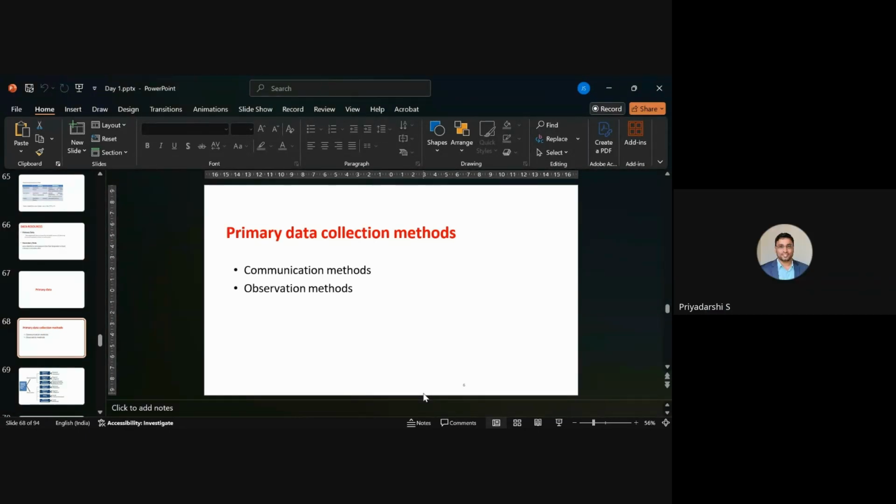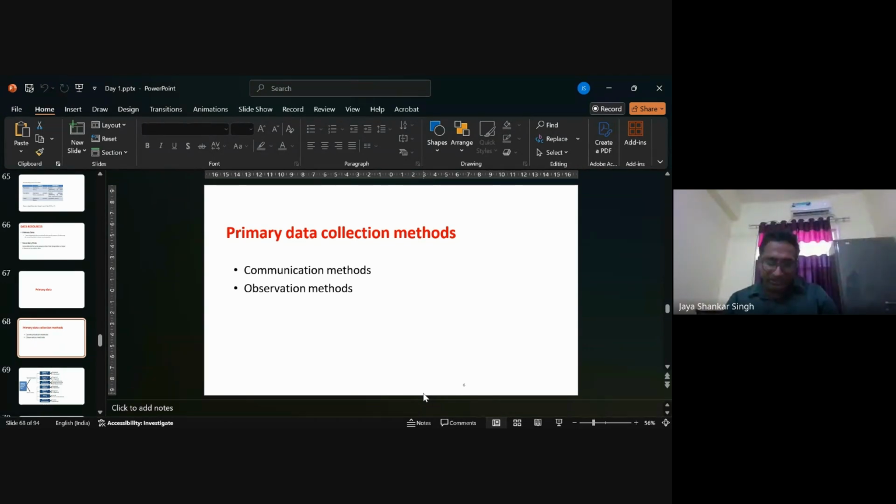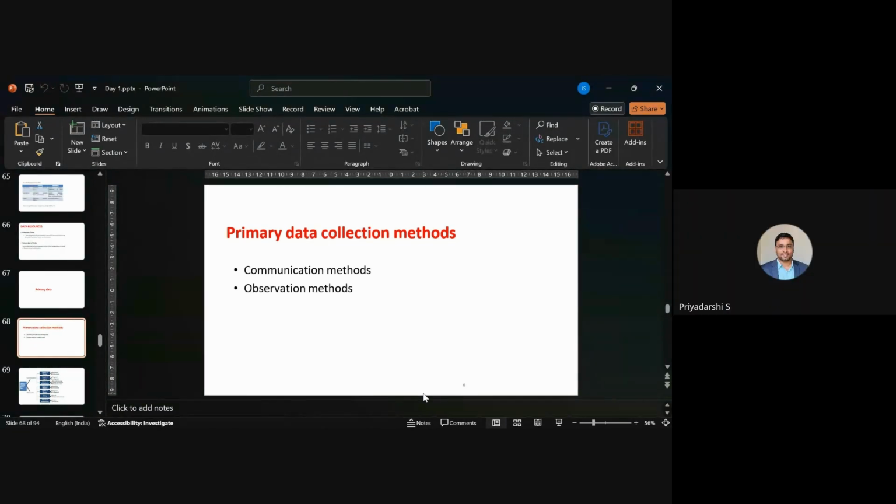In the observation method, there is no communication done. We just observe the processes or the methods to collect the data. We are not interfering. In the communication method, we are interfering and asking. We are part of the process, part of the data collection process.